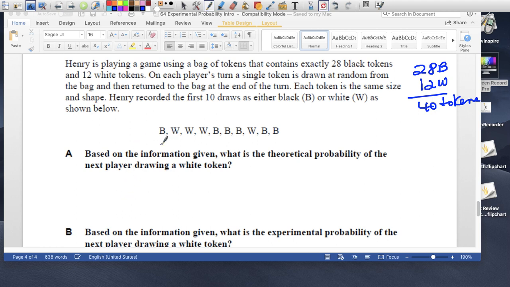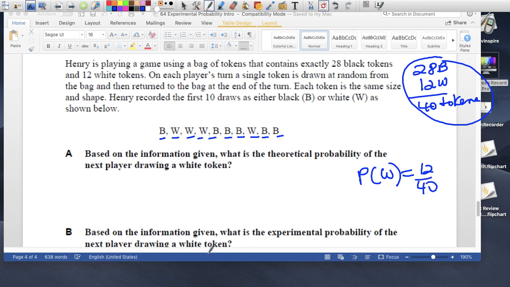So Henry did this experiment. He took one, it was a black, put it back in. Took another one, it was a white, put it back in. Took another one, it was a white again, put it back in. So he repeated this experiment 10 times. Based on the information given, what is the theoretical probability of the next player drawing a white token? Well, in theory, forget the experiment right now. I have 28 black and 12 white. So if I want to find the probability of a white token, it'd be 12 out of 40, right?